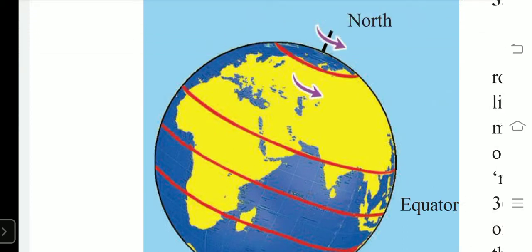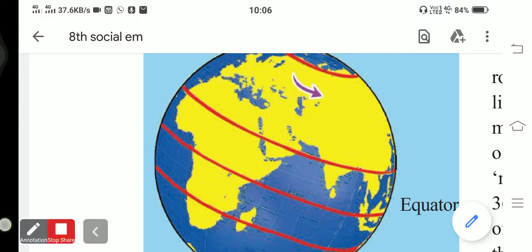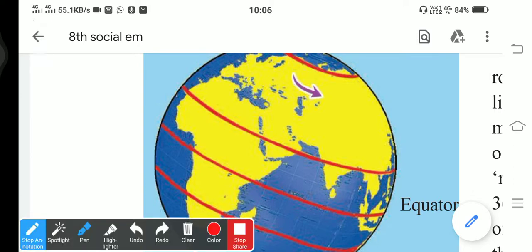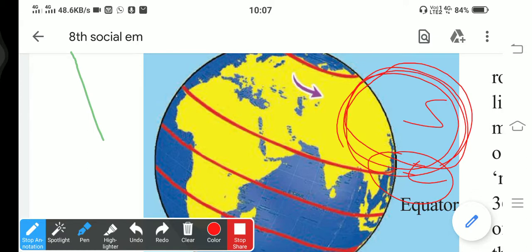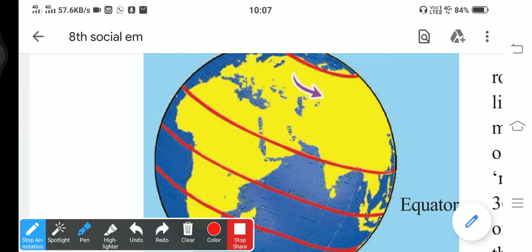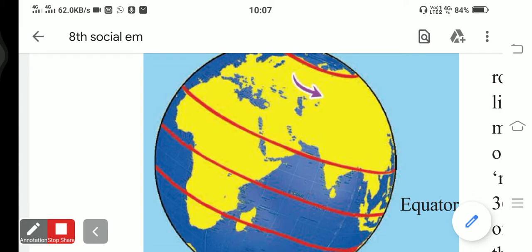One is revolution. What is meant by revolution, dear students? It is the earth revolving around the sun, right? It means the sun is here, then the earth is here. This earth revolves around the sun. As the earth moves around the sun, that is called revolution. So while rotating and revolving, we see that the earth is tilted.